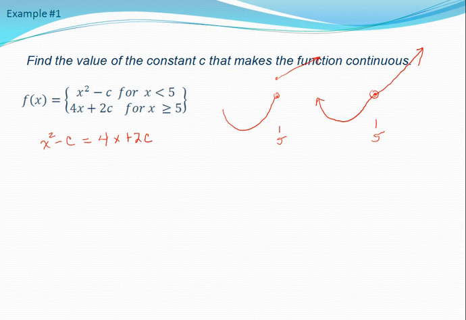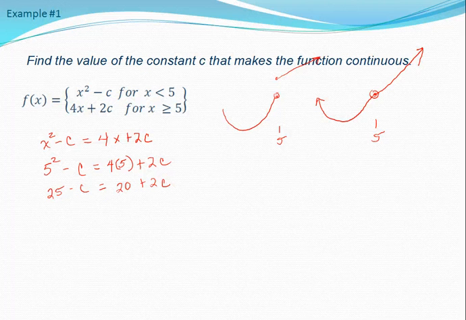Now, our x value at that point is 5, so we're going to let x be 5. Even though the quadratic can't use 5, it's okay because when we remove 5 from the quadratic's domain, the hole appears at exactly the right place. So, we have 25 minus c is equal to 20 plus 2c. And solving for c, we subtract the 20, we add the c, and I get 5 is equal to 3c. c is equal to 5/3.